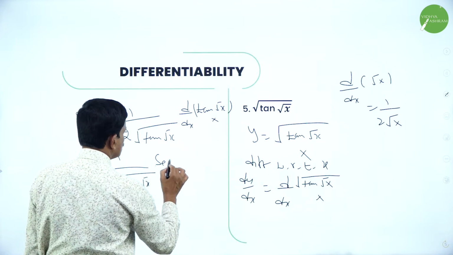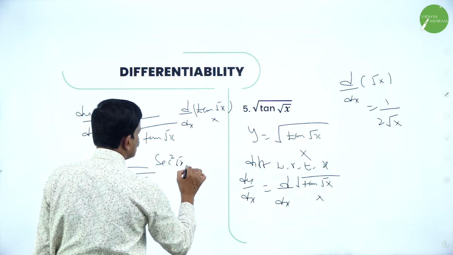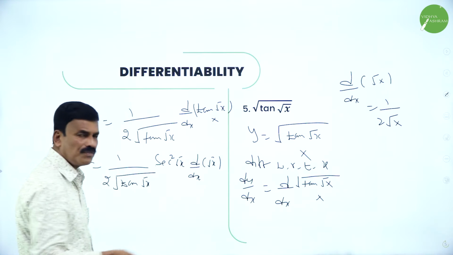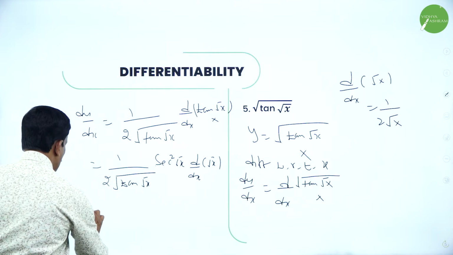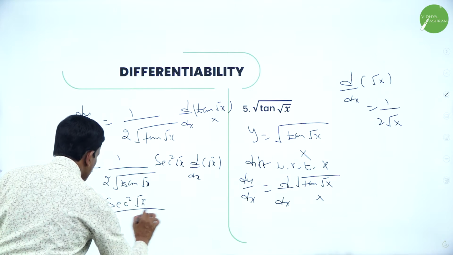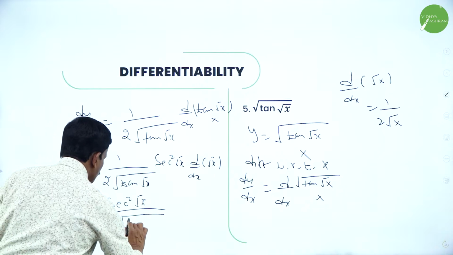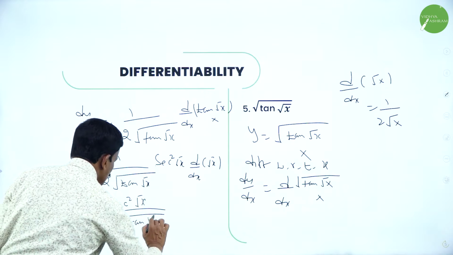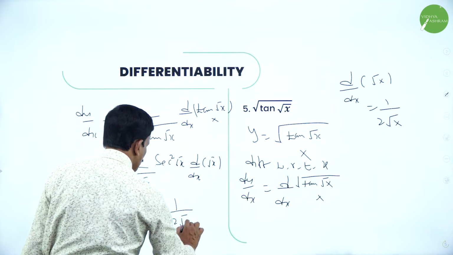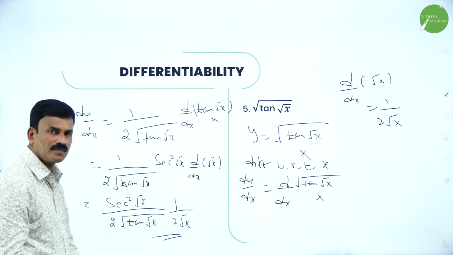Differentiation of tan x is secant square, here of root x, into d by dx of root x. We have to do a function of a function again. So this is secant square root x divided by 2 times square root of tan root x, into the differentiation of root x, which is 1 over 2 root x.